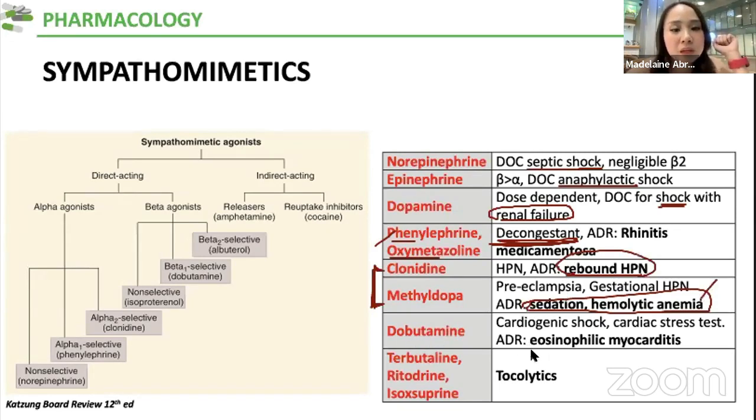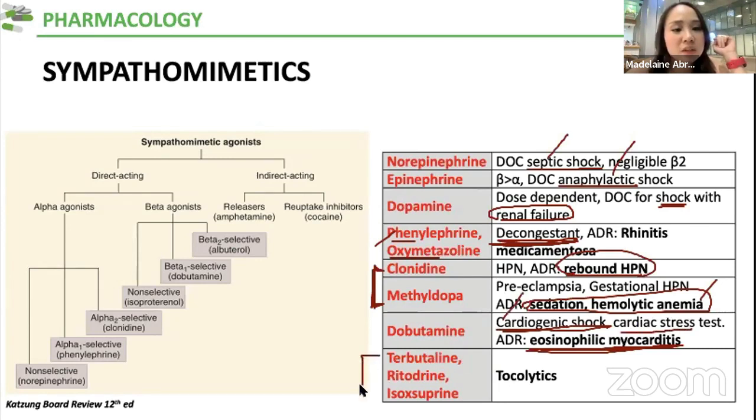Dobutamine, again, sabi natin kanina, tachyphylaxis. Ano pa? Eosinophilic myocarditis. Okay, eosinophilic myocarditis. It is also used as one of the drugs of choice for cardiogenic shock. So, anaphylactic, epinephrine. Septic, norepinephrine. Cardiogenic, dobutamine. It's also component of your cardiac stress test.